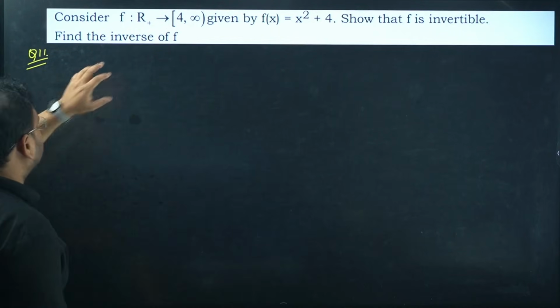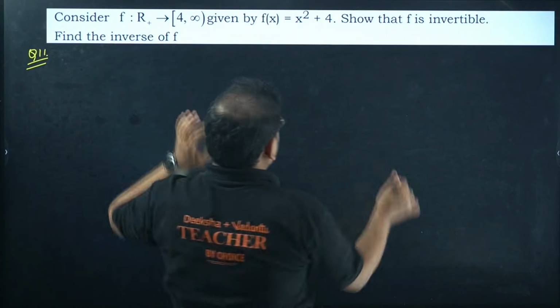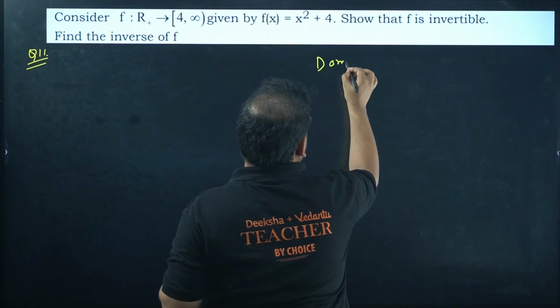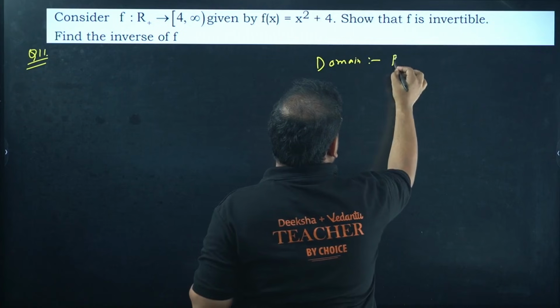Consider f as, so this is the domain. Domain is given as all R plus.